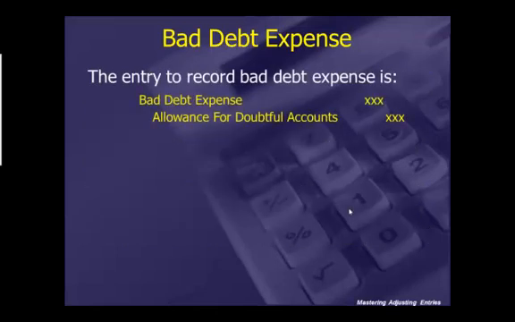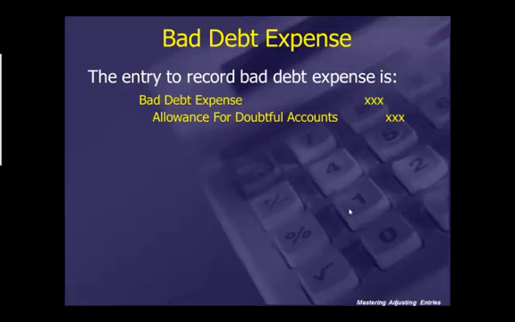The entry to record bad debt expense is a debit to bad debt expense and a credit to allowance for doubtful accounts. Here again we have some other account names that we can use. Bad debt expense could be called doubtful account expense. It could be called uncollectible account expense. The allowance account could be allowance for bad debts, allowance for the doubtful accounts that you see there, allowance for uncollectible accounts.